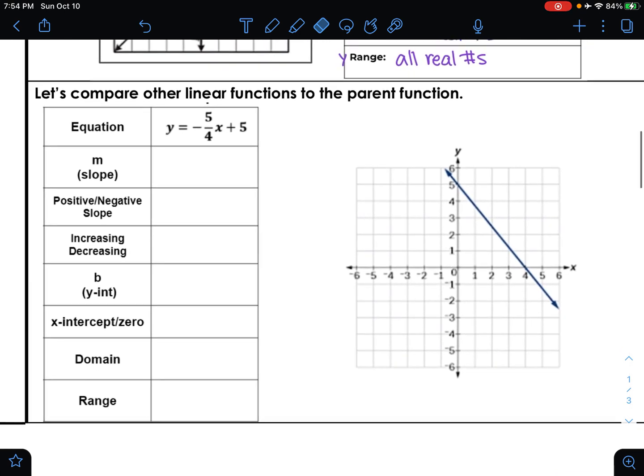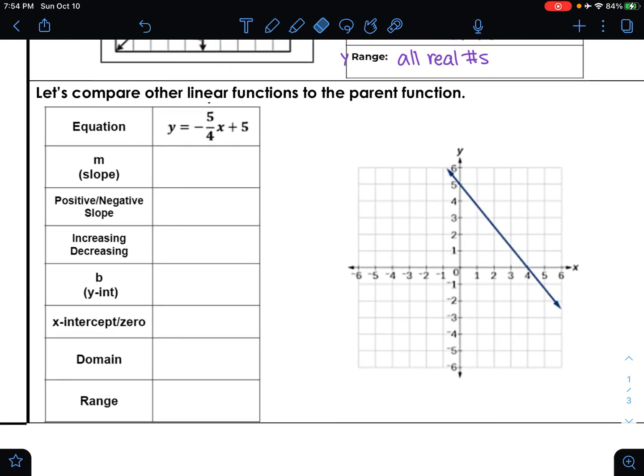Now taking a look at a different linear function to see how it's similar and how it differs. So the equation is negative 5/4 x plus 5. The slope m, remember our slope is the number in front of x, so our slope is negative 5/4. That tells us we have a negative slope. And if we look at the graph, it is going down from left to right. Since it's a negative slope, that means that it's also a decreasing function because it is also going down from left to right.